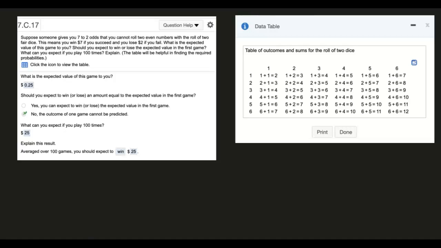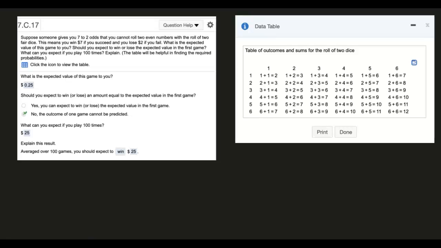Let's use expected value to determine what may happen in the long run when we play this game. It tells us here that we're given 7 to 2 odds that we cannot roll 2 even numbers with the roll of 2 fair dice. That means, in other words, that we'll get $7 if we succeed and $2 if we fail. And we're asked to first determine the expected value.